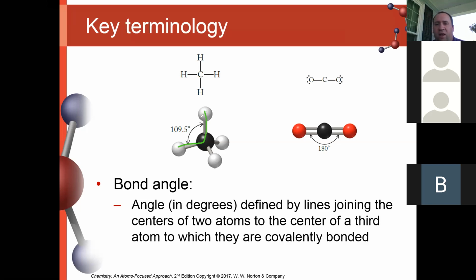And so if we got out our protractors from geometry class, we would measure that angle there. And in this case, that angle would be 109.5 degrees. In this representation of carbon dioxide, going from one outer atom through the center to the next outer atom would get me a bond angle of 180 degrees, something that's perfectly linear in shape.